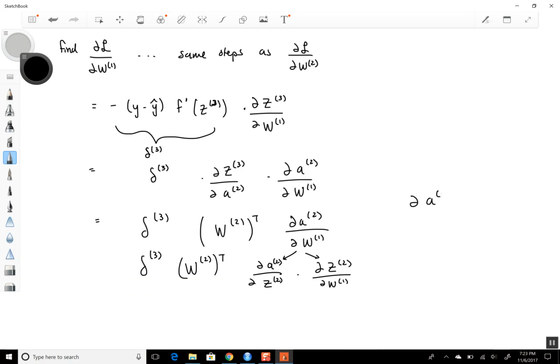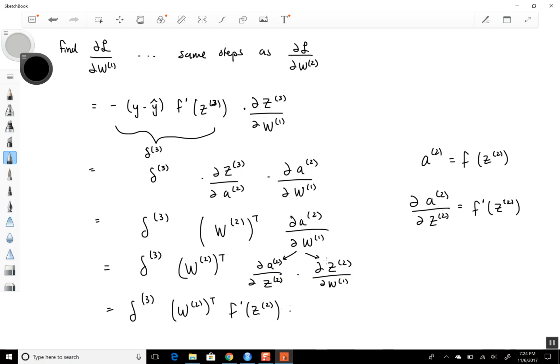So the way A changes with respect to Z is just going to be, keep in mind that A2 is the output of F applied to Z, and so the derivative of A with respect to Z is just F prime of this. Okay, so we have delta 3, W2 transpose, F prime of Z2, multiplied by dZ2 with respect to W1, and lastly, how did we get Z2 from W1? Well, we multiplied our input data X by W1 to get our value Z2. So this effectively just becomes X.